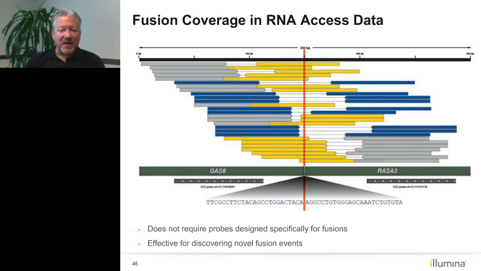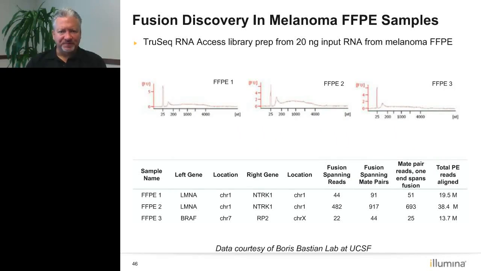Here's another one that we detect quite readily. It's the GAS6-RASA3 fusion. It's also known to be in UHR. And over time, we've done this now for lots of different fusions, and I can say that so far we haven't seemed to miss any fusions that we knew were in a sample using this process.